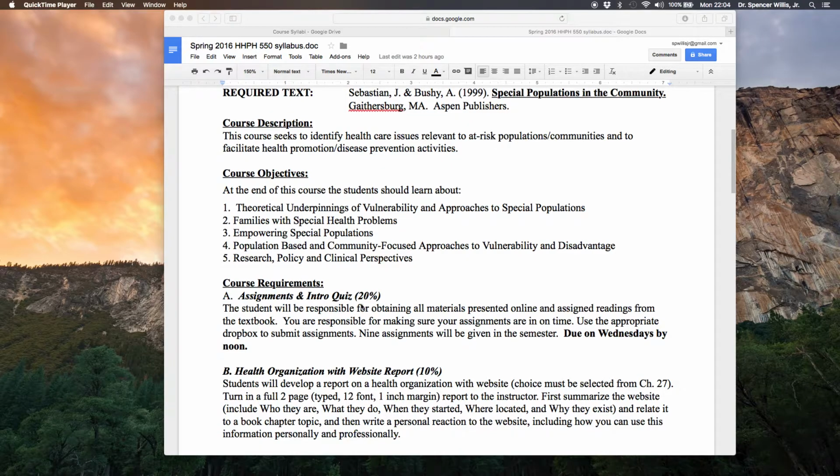So letter A, assignments and intro quiz. There are going to be 9 assignments in this course throughout the semester, and it's important that you have those assignments submitted by Wednesday at noon. You also have an intro quiz, and that's going to cover information that's in this presentation. So make sure that you're taking notes accordingly so you can pass the quiz.